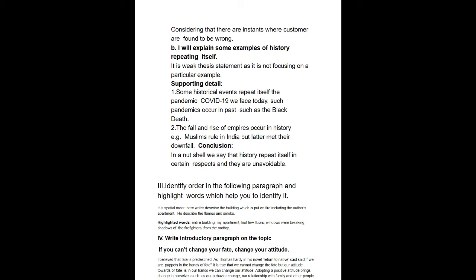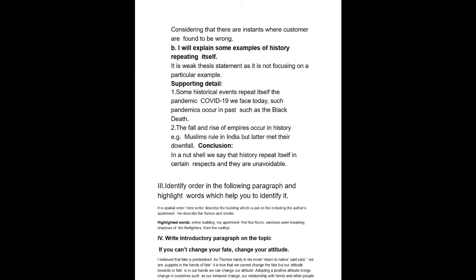shadows of firefighters, etc. The fourth question is: write an introductory para on the topic. The topic here is, if you can't change your fate, change your attitude. On this topic you have to write an introductory para. The introductory para is a very important part of your essay.